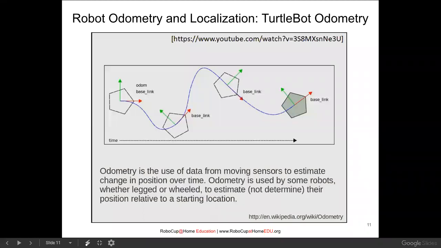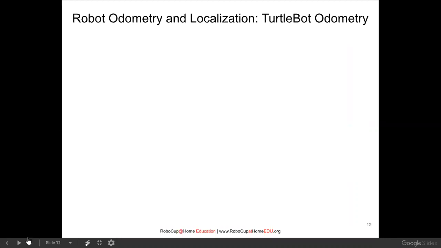Over here we have the base link, which represents the robot base, and also we have the odom, which represents the odometry. So the definition is that odometry is the use of data from moving sensors to estimate change in position over time, right? And odometry is used by some robots, whether legged or wheeled, to estimate their position relative to a starting location. So you always need a starting location, and then you calculate how the robot travels based on the wheel, the speed, and also the time. Okay, so that is odometry. So that is the definition.